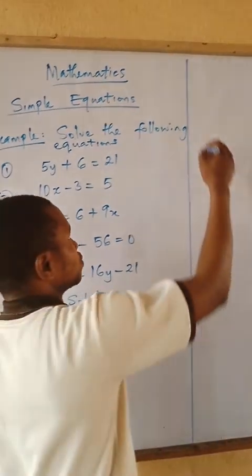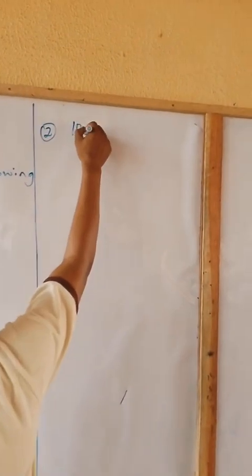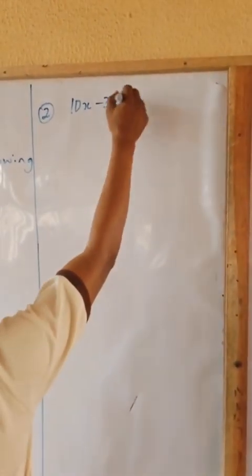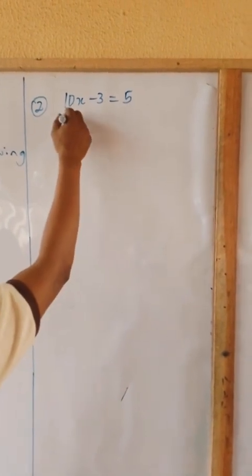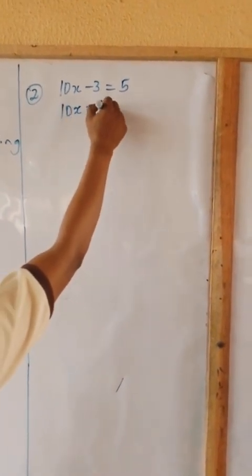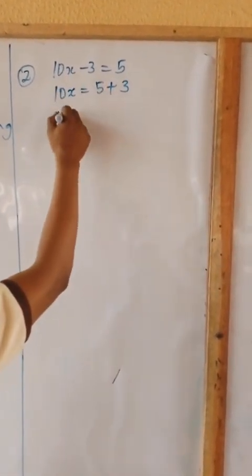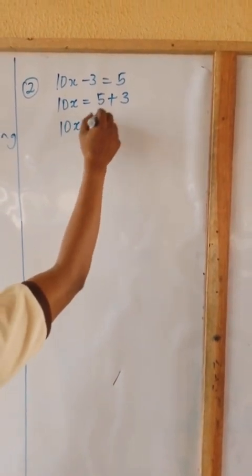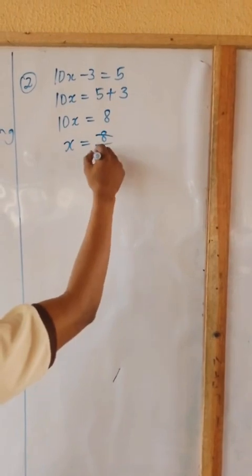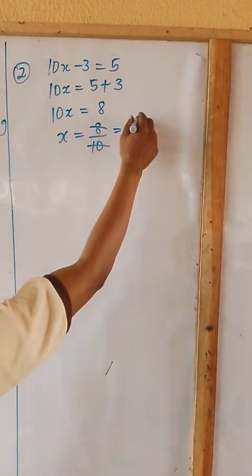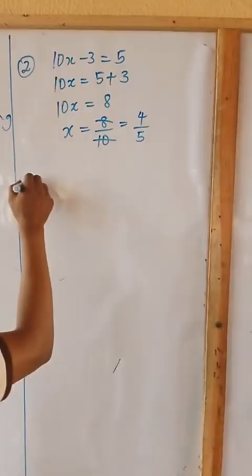Let's solve question 2. We have 10x minus 3 is equals to 5. We need to take this minus 3 to the other side of the equation. We are going to have 10x is equals to 5 plus 3. Then we are going to have 10x is equals to 8. x is equals to 8 divided by 10. Then we can reduce this to its lowest term. This will give us 4 over 5.